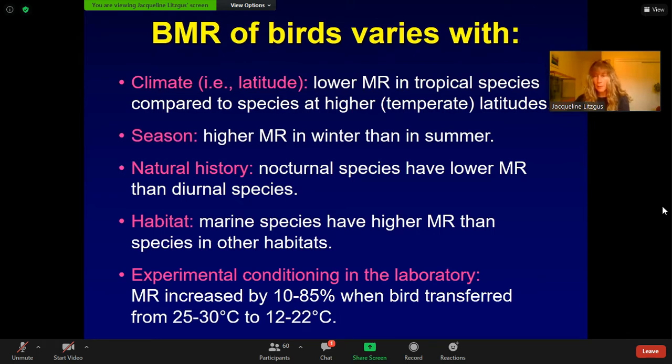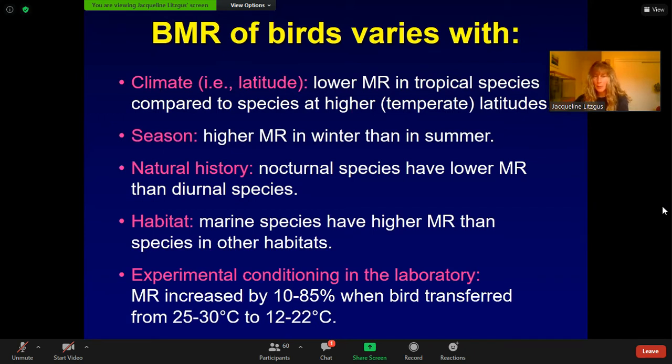There's also an effect of the natural history of the organism, that is, where they live. Nocturnal species, active at night, tend to have lower metabolic rates than species active in the daytime, diurnal species. Habitat also seems to play a role. Marine species have higher metabolic rates than species that live in other types of habitats. For some reason, marine species have higher metabolic rates. We're going to look at a couple of studies that have shown some data in support of this variation.